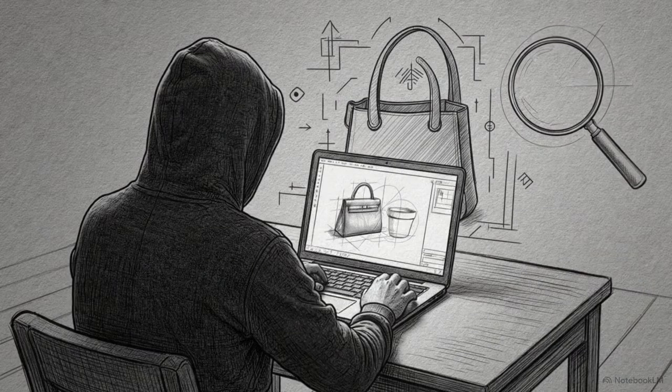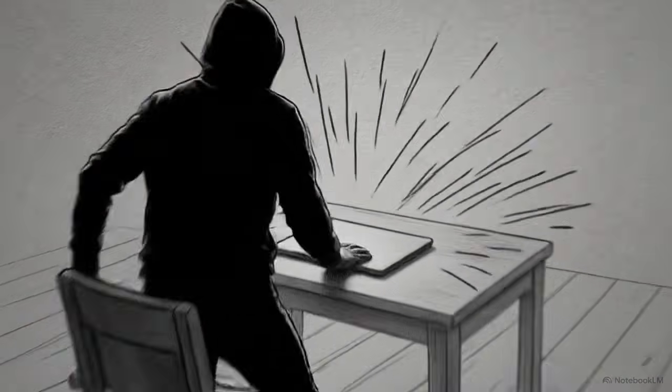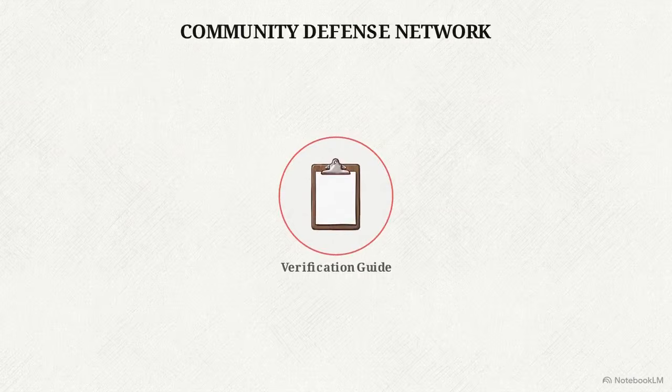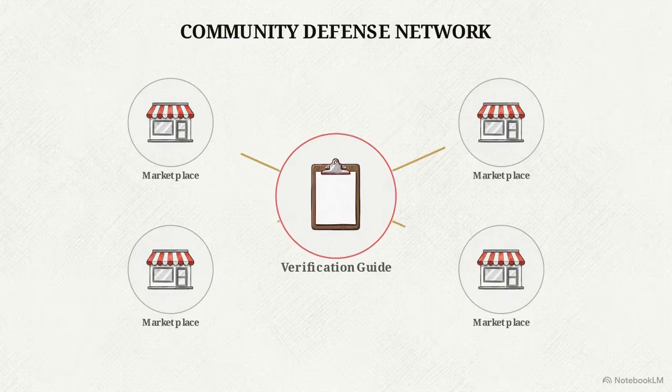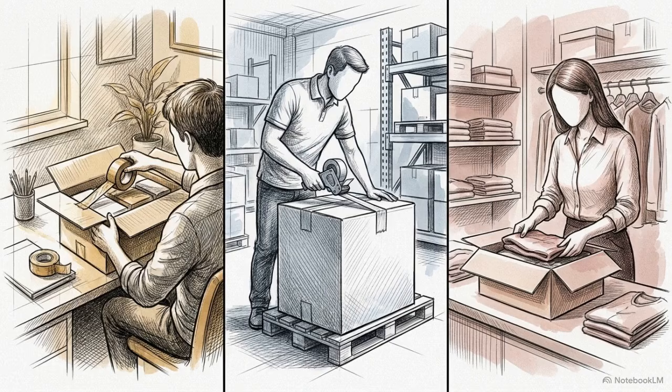Scammers looking for easy targets will see the video requirement, realize your shop is too difficult to defraud, and move on to someone else. Protecting your own shop is the first step, but this education is a vital community defense. Share this system with other online sellers so we can secure the entire e-commerce ecosystem against AI exploitation.